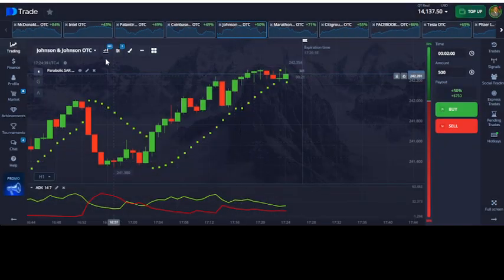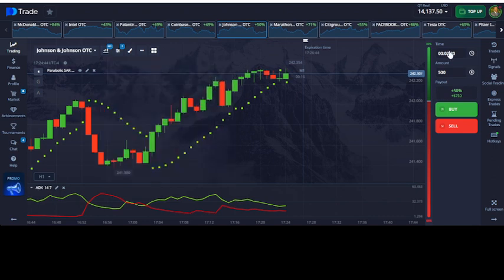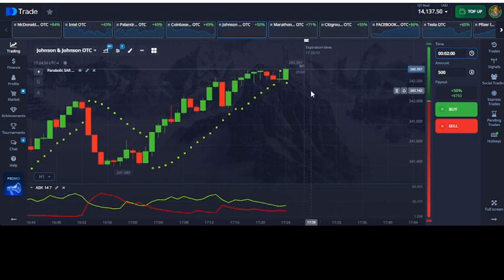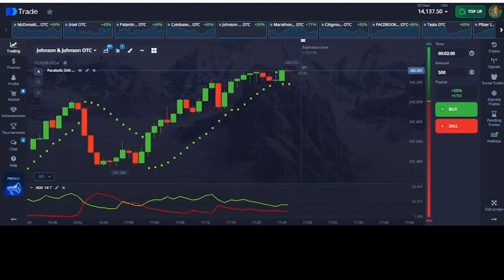For the candlestick charts, I have my candles set to 1 minute, M1 Japanese candles. And for my trade timer, I have my trade set to 2 minutes. So I'll be taking 2-minute trades while looking at these 1-minute candles. Okay, so what I'm going to do now is pause the video and look for some setups.